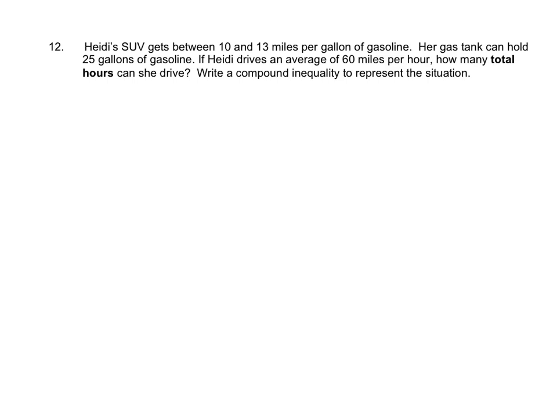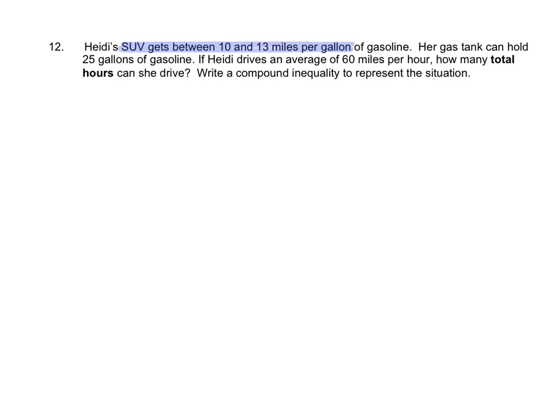And then last, Heidi's SUV gets between 10 and 13 miles per gallon of gas. Her gas tank can hold 25 gallons of gas. If Heidi drives an average of 60 miles per hour, how many hours could she drive? Write a compound inequality to figure this out. So when you see a problem like this, start with the first thing you see. The first thing I see is her SUV gets between 10 and 13 miles per gallon.